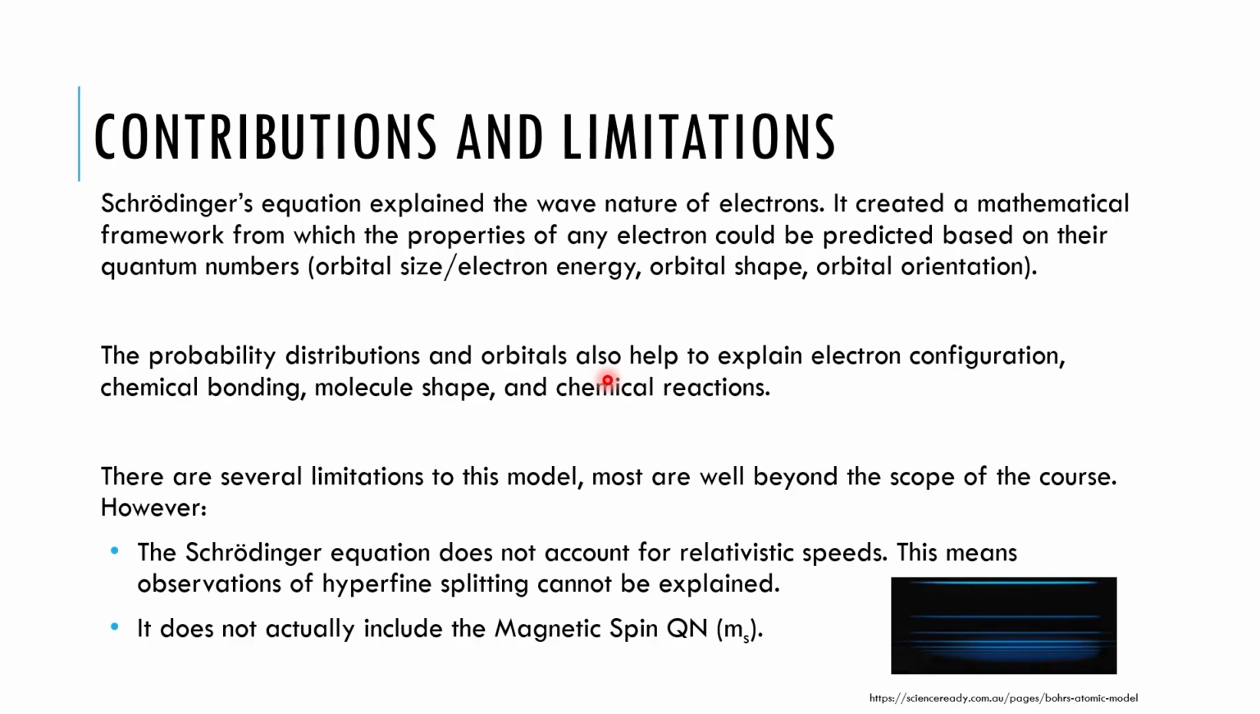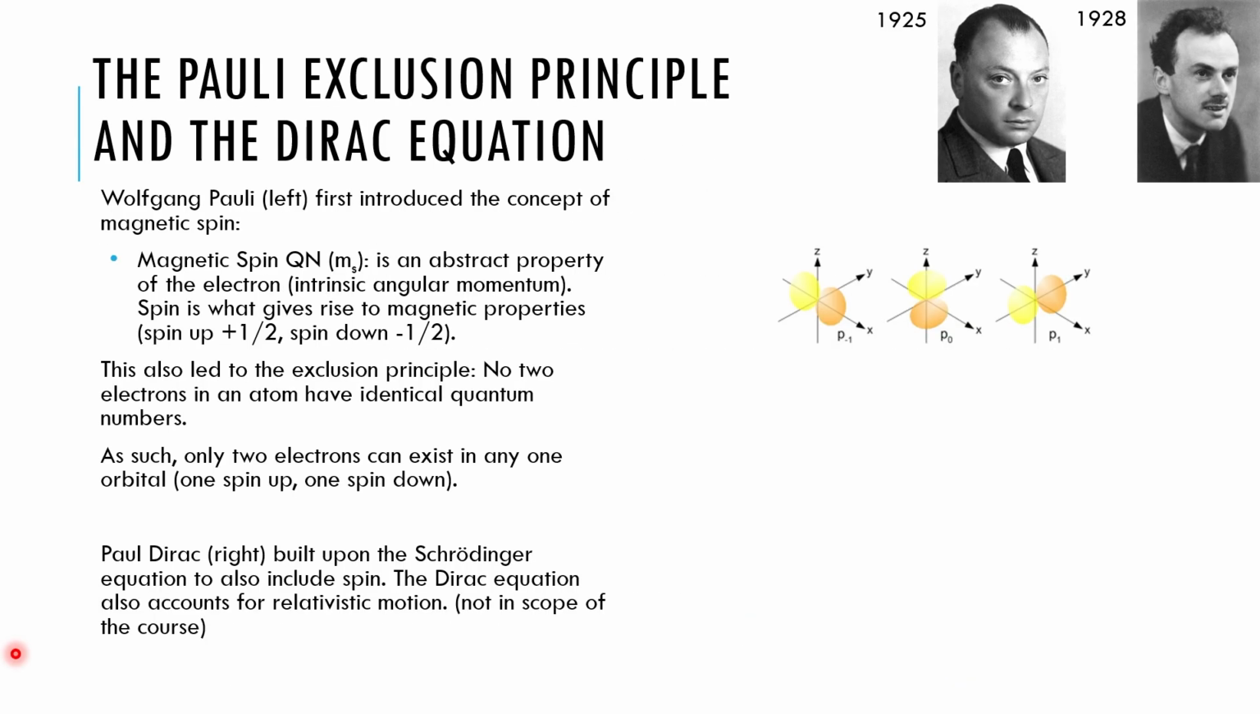However, we should acknowledge that the Schrödinger equation does not account for relativistic speeds. And it is relativistic speeds that explain the hyperfine splitting that we can see in spectroscopy. Further to this, scientists had an understanding of magnetic spin at this time, but the Schrödinger equation did not account for it. There was some work that quite quickly followed on after Schrödinger, and that was the development of the Dirac equation. Through this equation, which again is even more complex than the Schrödinger equation, these ideas of relativistic motion and magnetic spin were both accounted for. However, this is well beyond the scope of the course.